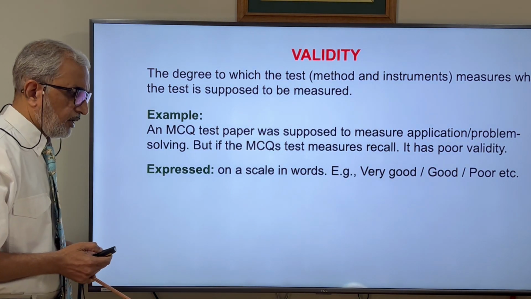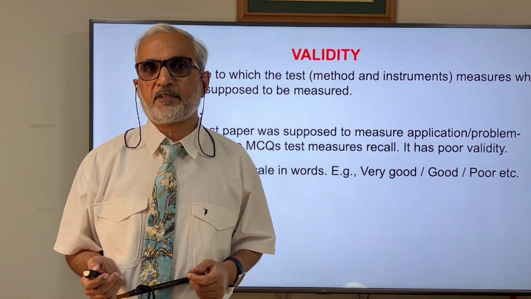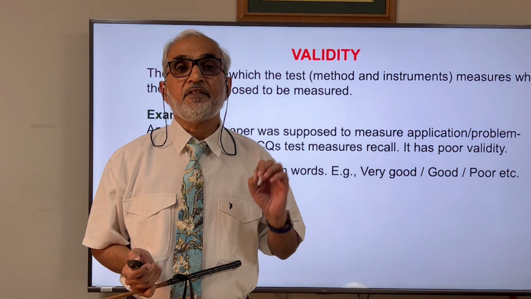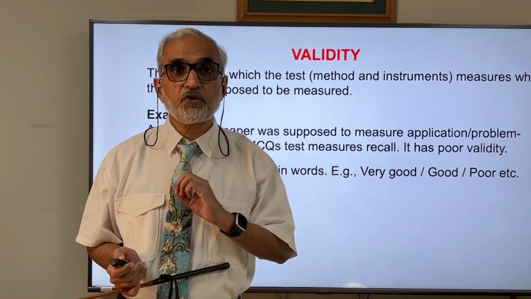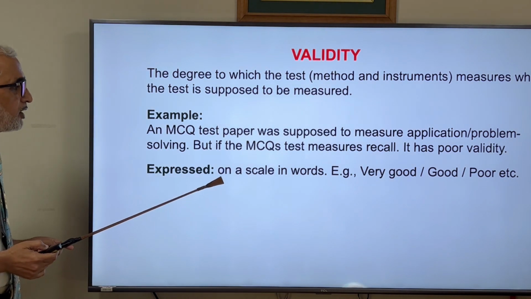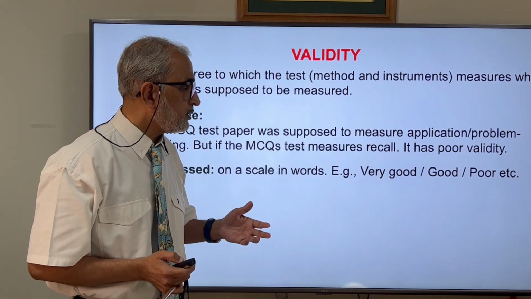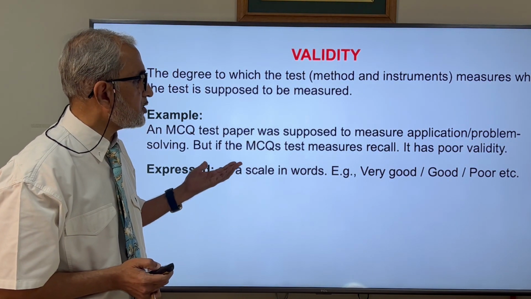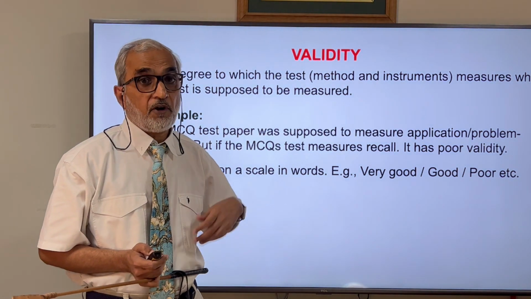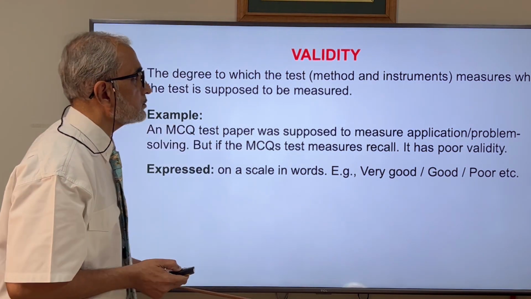You might have realized by now, when we are talking about validity, it is a bit subjective. So therefore, you cannot assign the measure in terms of units which are numbers. So it is expressed on a scale in words. For example, very good, good, poor. This test has a very good validity, poor validity, or you can use other words like it's of high validity, it's of low validity, and so on and so forth.